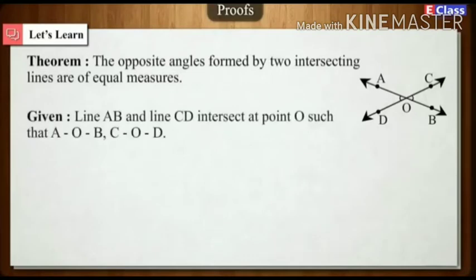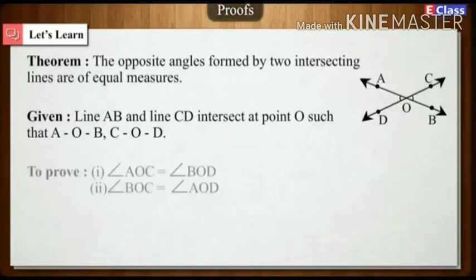Given: line AB and line CD intersect at point O such that A-O-B and C-O-D. To prove: 1. Angle AOC is equal to angle BOD. 2. Angle BOC is equal to angle AOD.